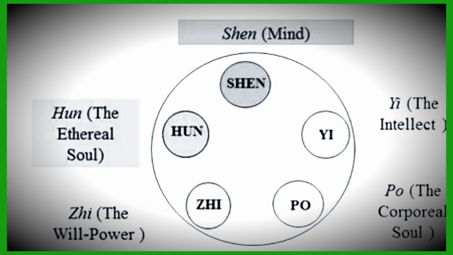So the Hun, the ethereal soul, is imparted to the baby by the father. According to ancient Chinese beliefs, the ethereal soul, or Hun, is imparted by the father 3 days after birth during a naming ceremony. This is when the baby was given a name and the father imparts the Hun to the baby. Why is that significant?